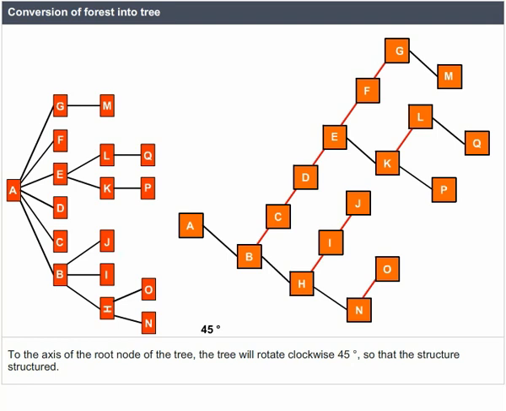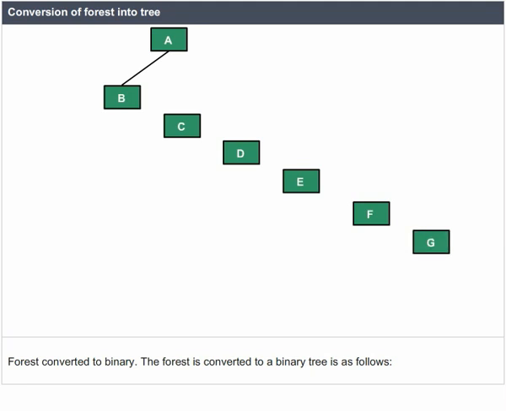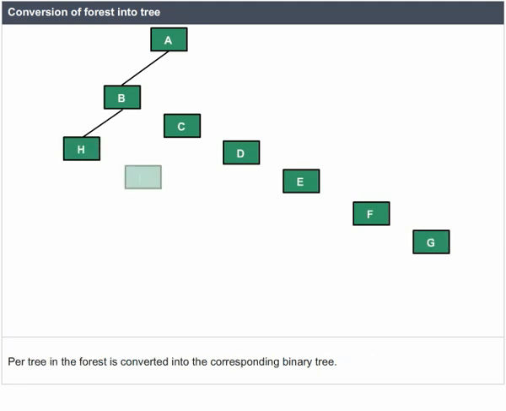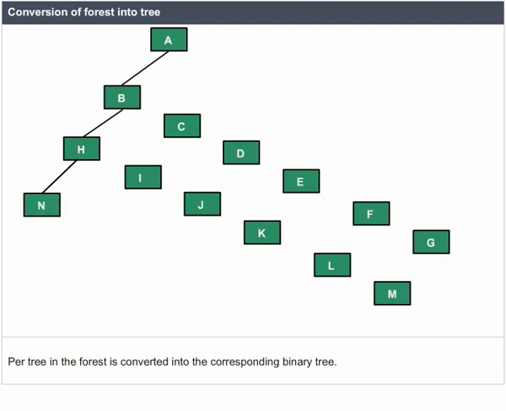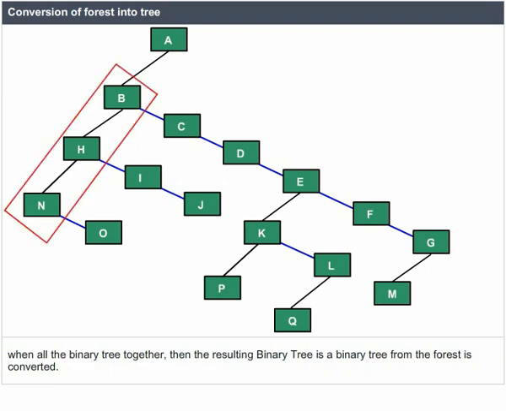Forest converted to binary tree. The forest is converted to a binary tree as follows. Each tree in the forest is converted into the corresponding binary tree. Beginning from the second binary tree, each binary tree is attached to the root node of the previous binary tree as its right child node. When all the binary trees come together, the result is the binary tree into which the forest is converted.